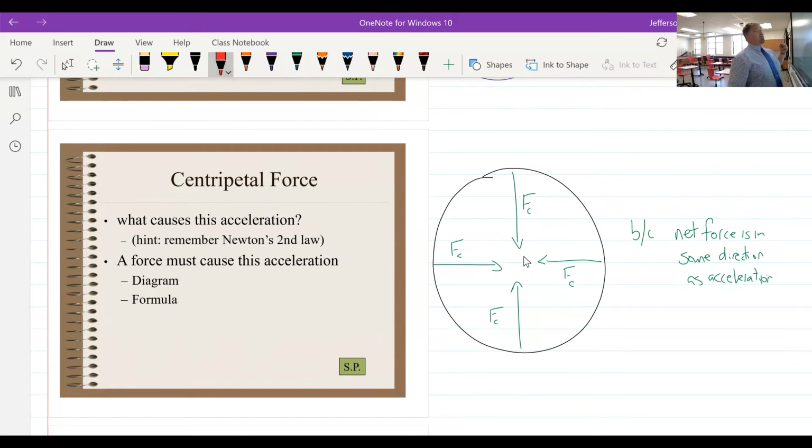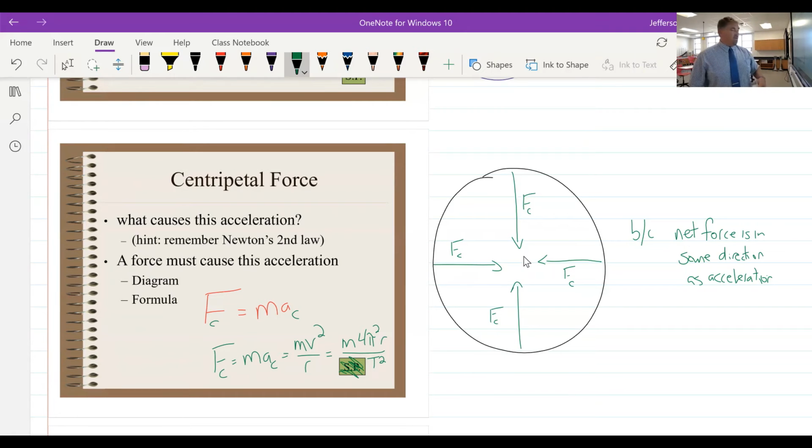And I can now write out my centripetal force formula because it's just Newton's law. If I'm talking about F equals ma, and now I want to talk about centripetal force, I'm just going to use the centripetal acceleration. And so F sub c is equal to m times a sub c, or mv squared over r, or m times 4 pi squared r all over the period squared. Okay? So a bunch of different ways. And again, these are not all listed on your reference table, but you can derive them relatively easily.